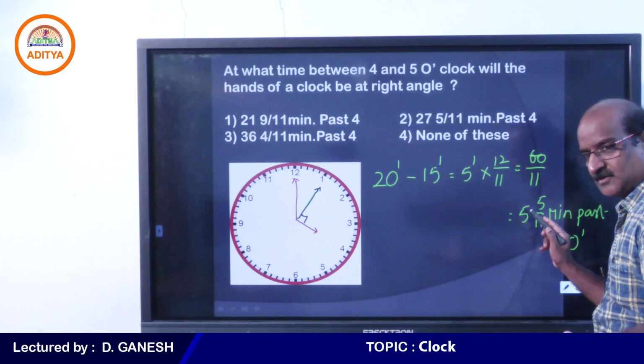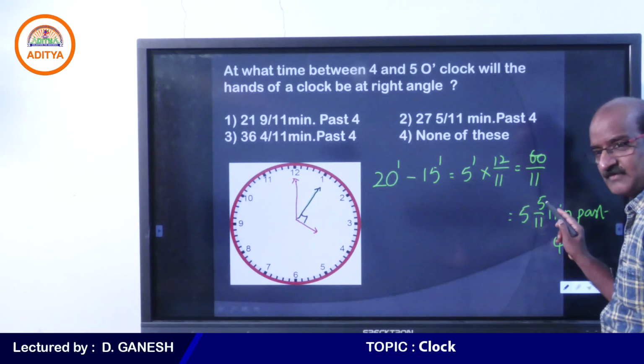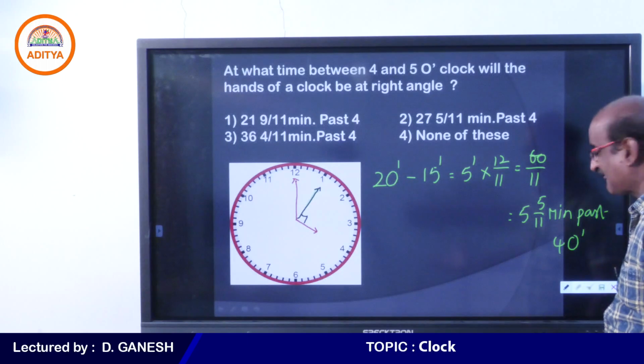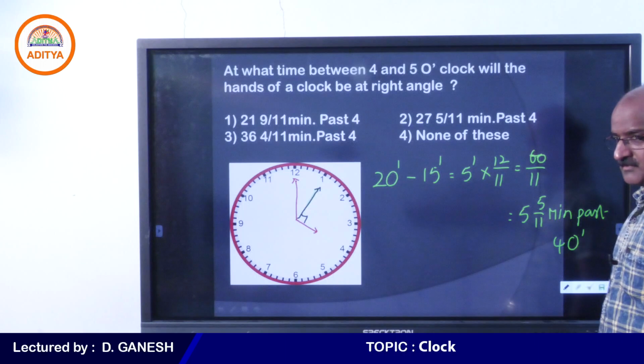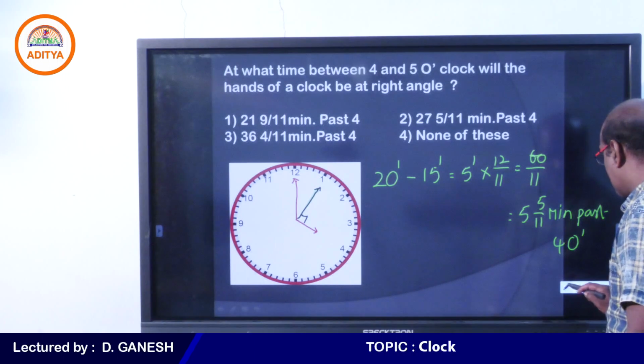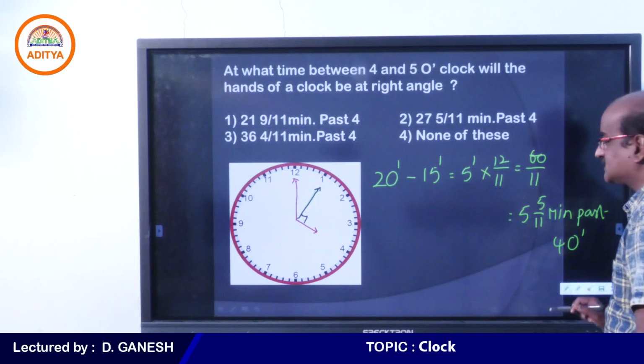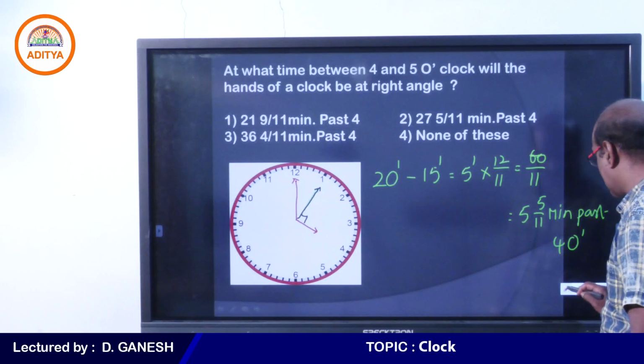60 after removing 55, how much are you left with? 5 by 11. Okay? But unfortunately, you don't have the answer. But never mind, my dear students. Don't put an answer of none of these. We see another method. What is that?